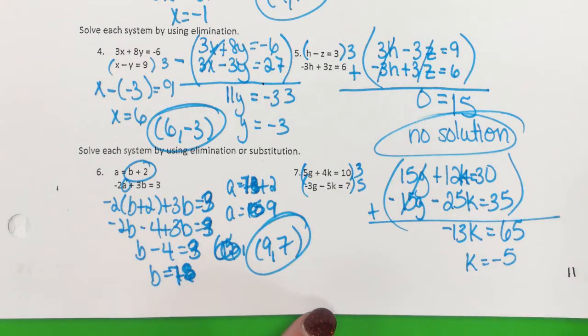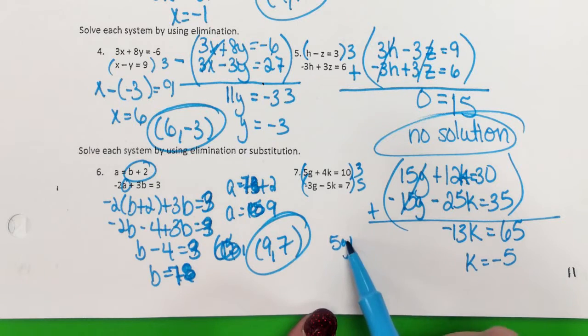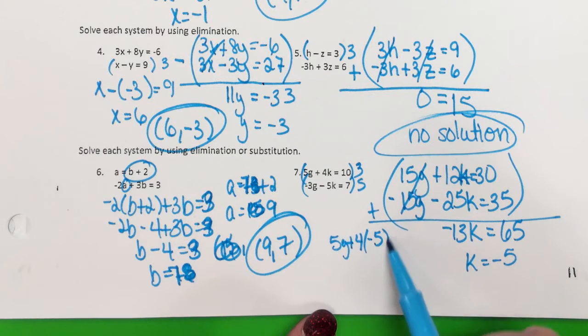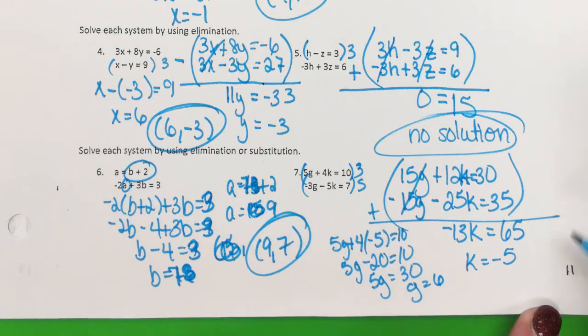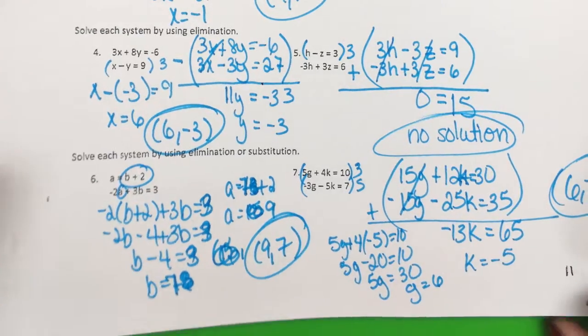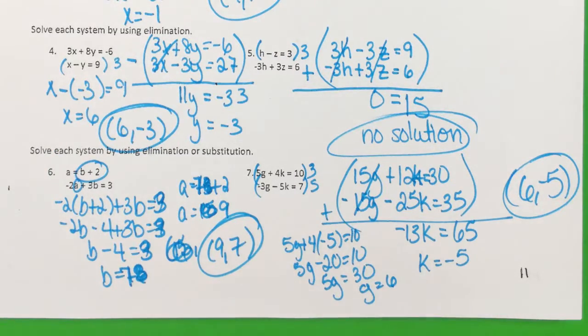Hold on. And then when you plug it in, 5g plus 4 times negative 5, 20 is 10. 5g is 30. G equals 6. 6, negative 5. Did you get that? Yes, ma'am. Okay, sweet. Alright, hold on.